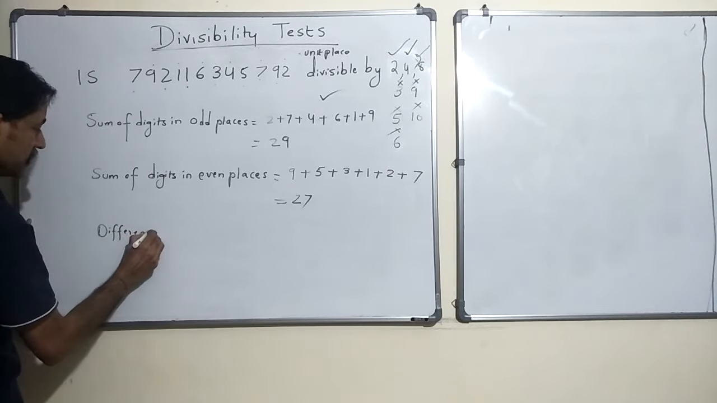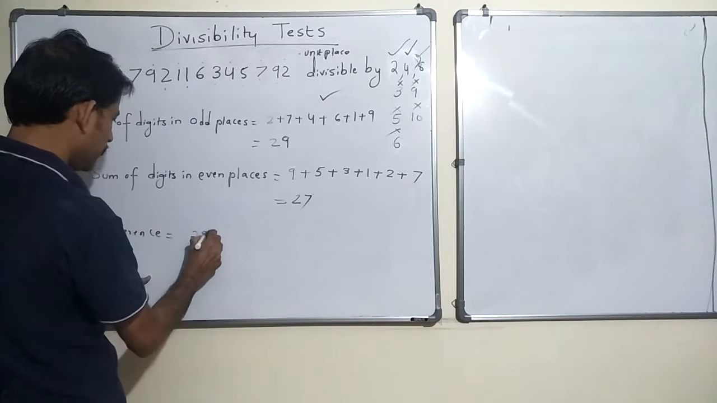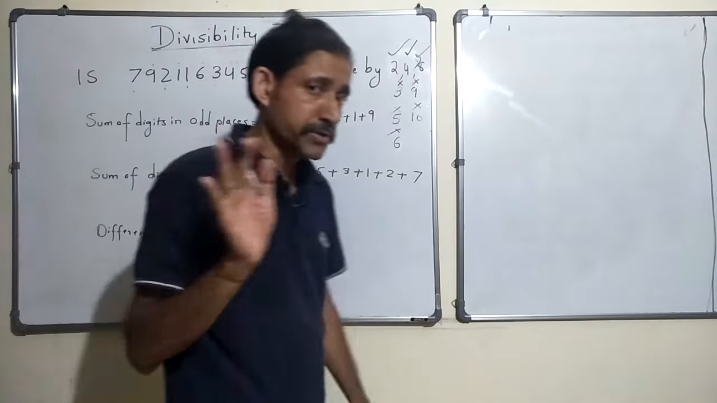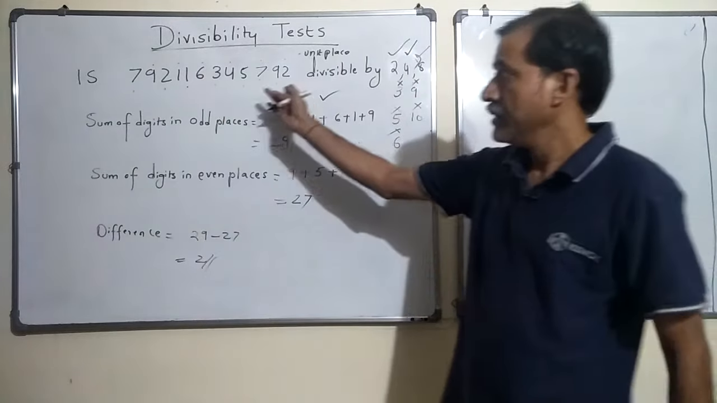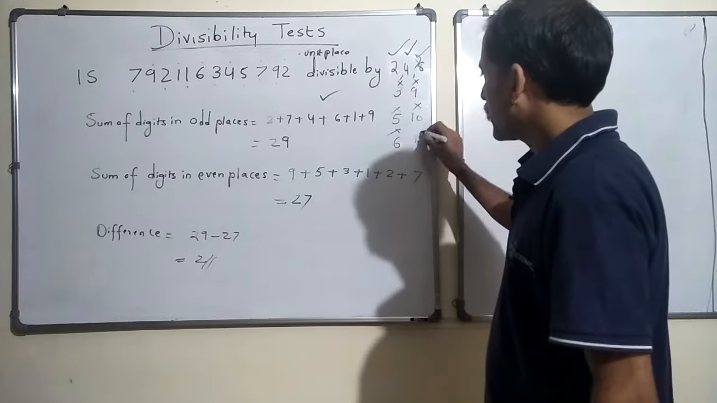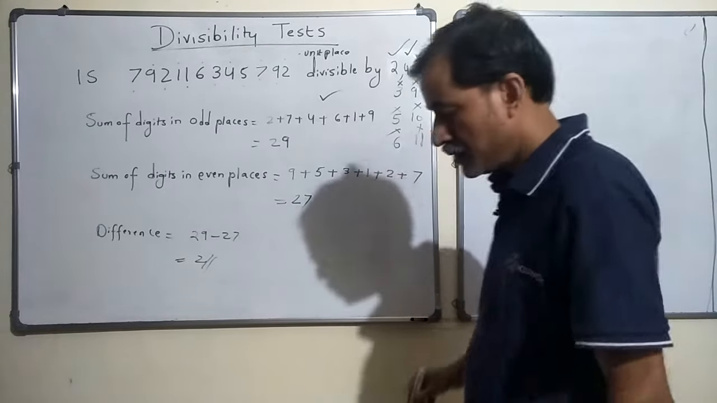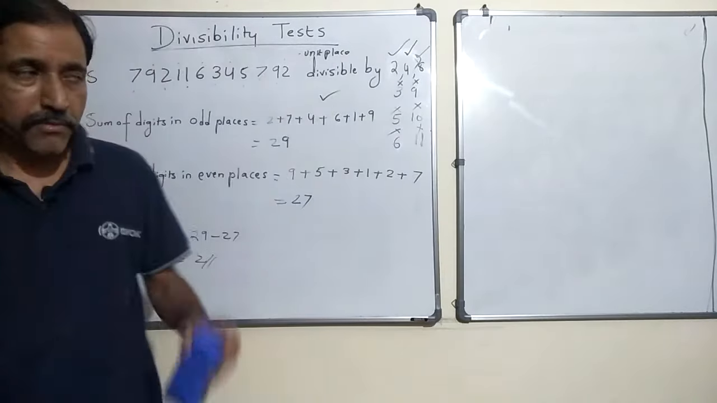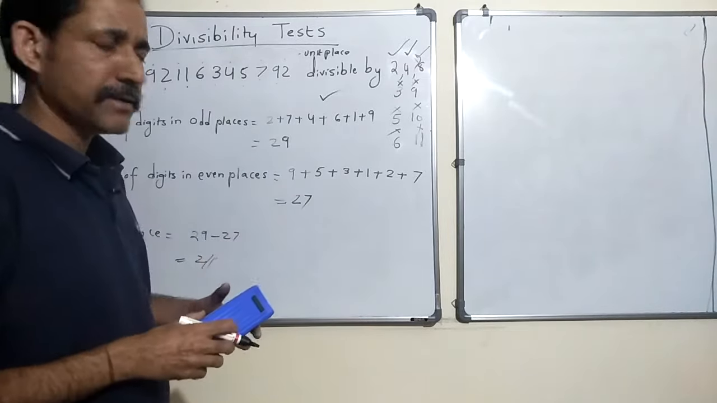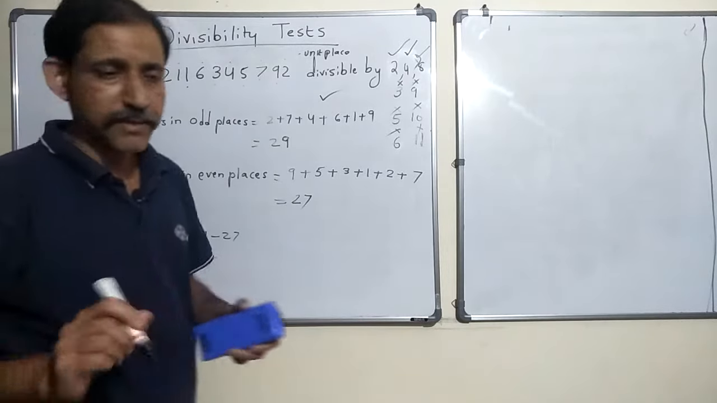Sign does not matter here, just the difference is good enough, right? So let's subtract one from another. 29 minus 27 is equal to 2. Is 2 divisible by 11? No, it is not. So this number is not divisible by 11. So this is how you should find out if a number is divisible by 11 just by looking at it, and maybe adding the digits in the even places and the odd places, right?